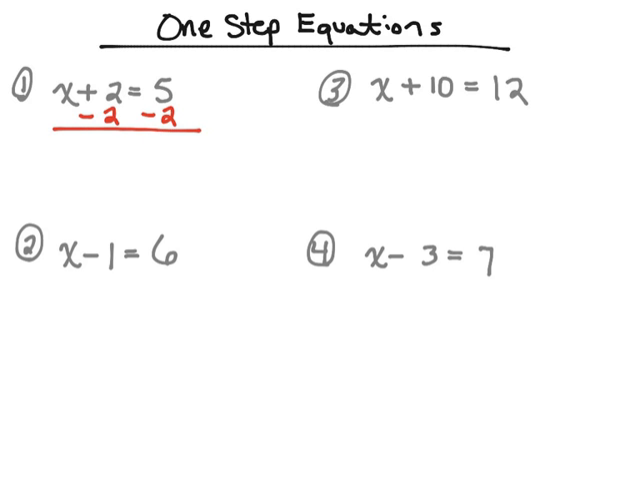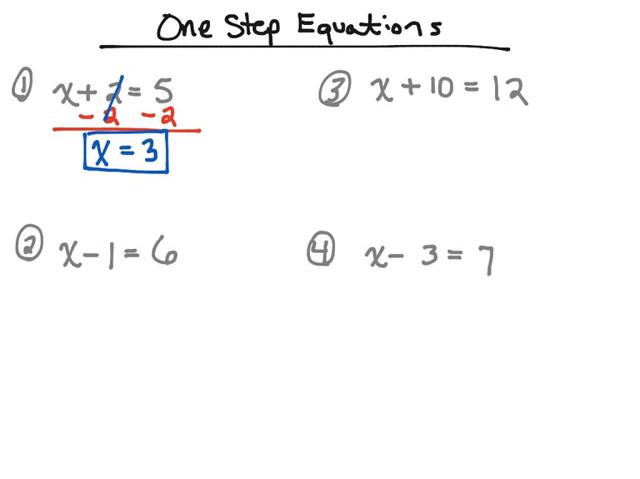Now by doing this, notice that this 2 minus this 2 leaves us with an x on the left. And if I subtract 5 minus 2, it leaves me with a 3. Therefore x is equal to 3. Again, if I replace x with a 3, notice how when you add 3 plus 2 it does equal 5. So you can check your work there.